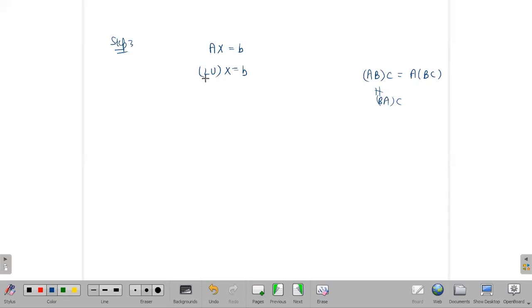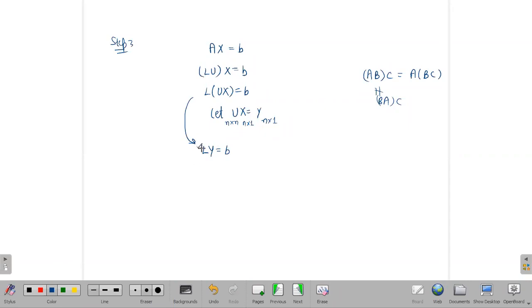So L into U. Here I can use the associative property. L into UX is equal to B. So let UX be equal to another vector, that is Y. And we know that U is an n cross n matrix and X is a vector n cross 1. When you multiply these two, you will get an n cross 1 vector only. So I have given another notation to UX here. So now this will become LY is equal to B.